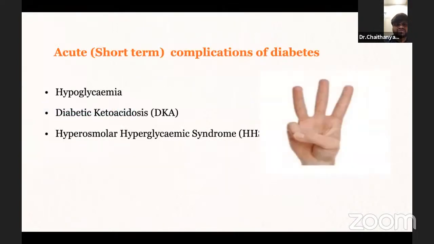So acute complications, basically we have three different types of acute complications. One is hypoglycemia, second one is diabetic ketoacidosis, third one is hyperosmolar hyperglycemic state, that is HHS. So you can roughly remember, one complication is because of low sugar, two complications are because of high sugar. So let us discuss hypoglycemia first.